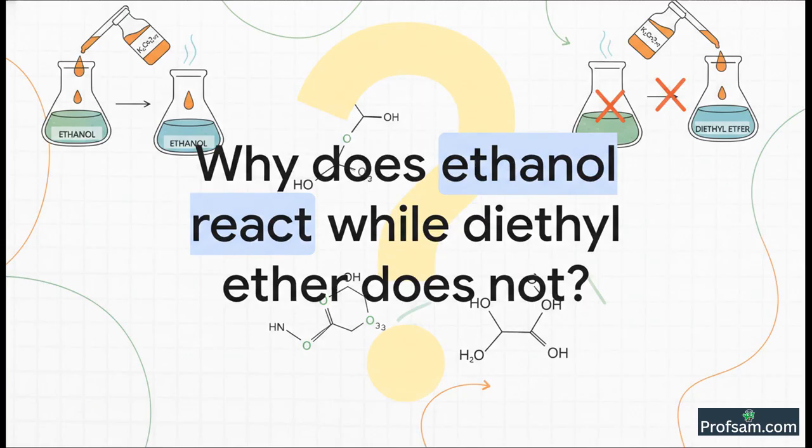I'm sure you must have seen this in the lab. It's a bit of a puzzle. You take some ethanol, you add a nice oxidizing agent, maybe some potassium dichromate, and poof, it reacts, you see that color change. But then you take something that looks very similar, diethyl ether. It also has an oxygen atom, right? You do the exact same thing and nothing happens. Absolutely nothing. So why does this happen? What is going on here?